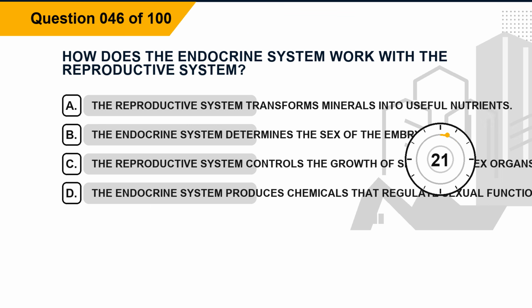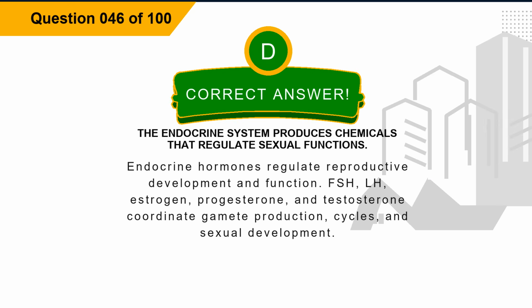Question 46. How does the endocrine system work with the reproductive system? Option A. The reproductive system transforms minerals into useful nutrients. Option B. The endocrine system determines the sex of the embryo. Option C. The reproductive system controls the growth of secondary sex organs. Option D. The endocrine system produces chemicals that regulate sexual functions. The correct answer is option D. The endocrine system produces chemicals that regulate sexual functions.